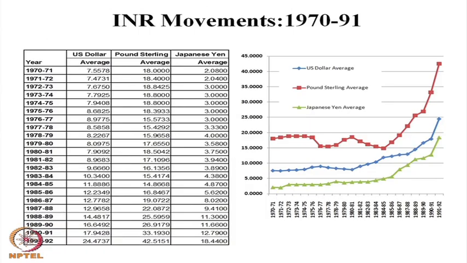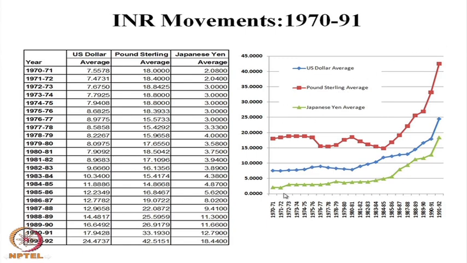But what was the movement of foreign currency at that time? If you see 1970 to 1991, I have taken the average data of the US dollar, pound sterling and Japanese yen. Japanese yen is per 100, as per the guideline, in multiples of 100, but others are individual currency wise. I have given you the data for 1972 to 1992. You see the exchange rate movement in the foreign currency market.